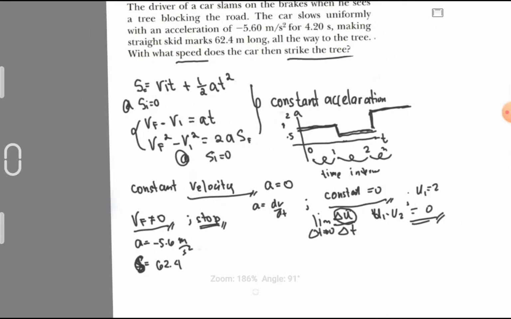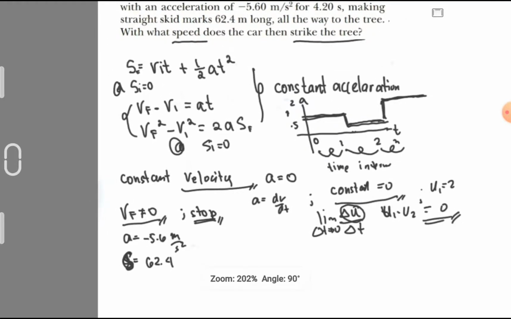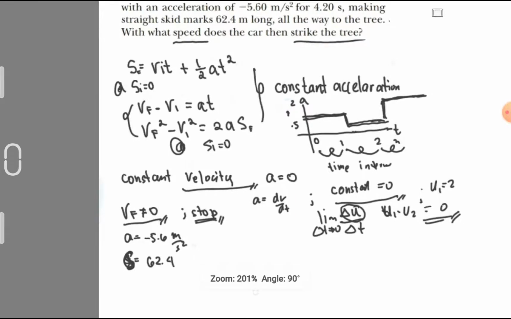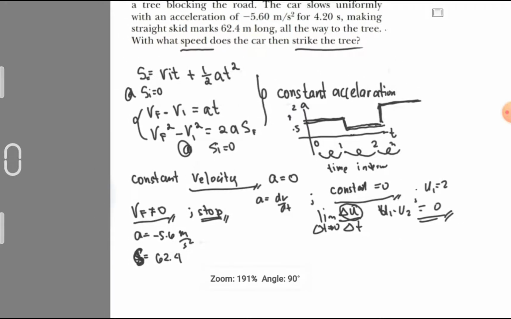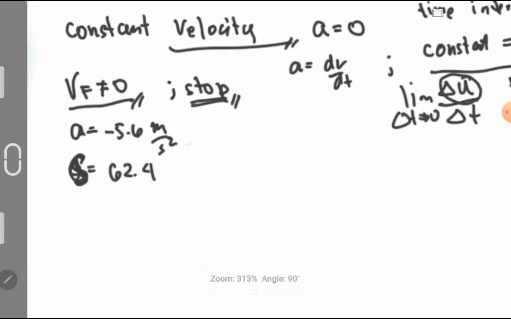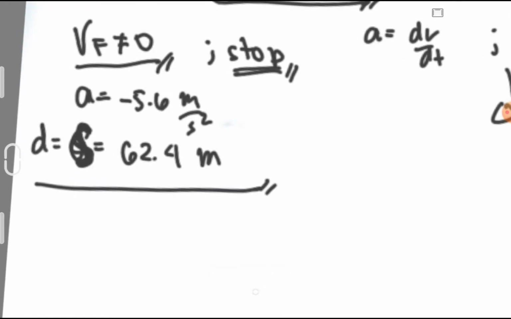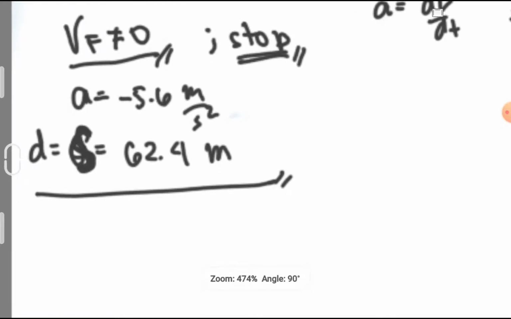At your S, we have 62.4 meters long. Then the car skids, a skid of 62 meters long, and then it stops at 4.2 seconds. So take note that is the displacement, or the distance traveled, at 62.4 meters. Take note that distance and displacement are synonymous in one-dimensional motion, considering that your acceleration is in the positive displacement of the motion. Okay?